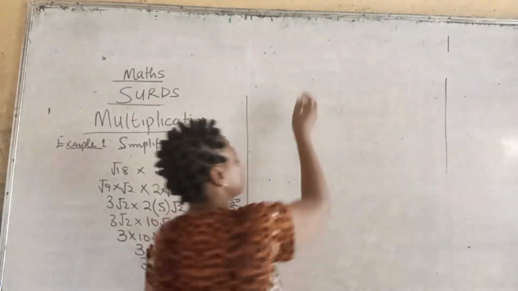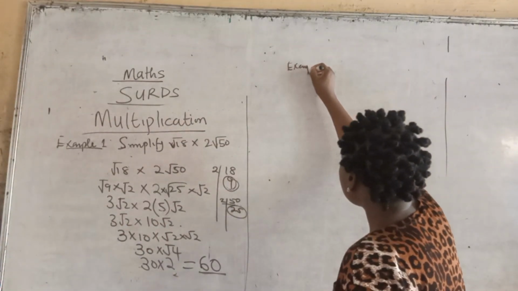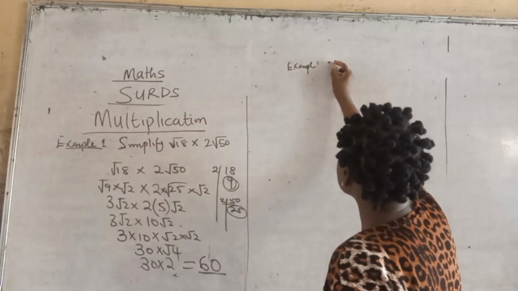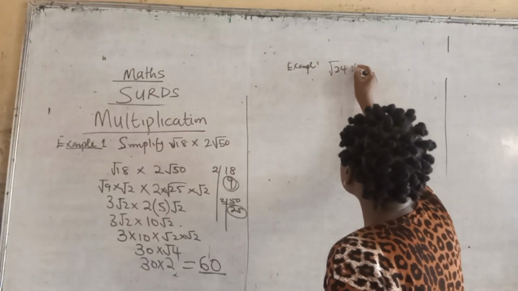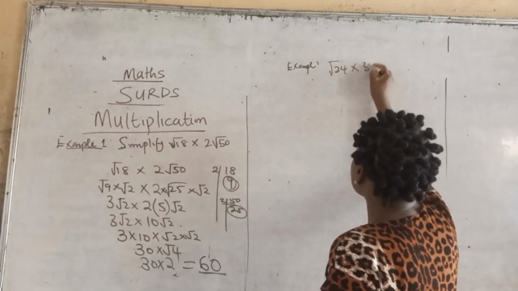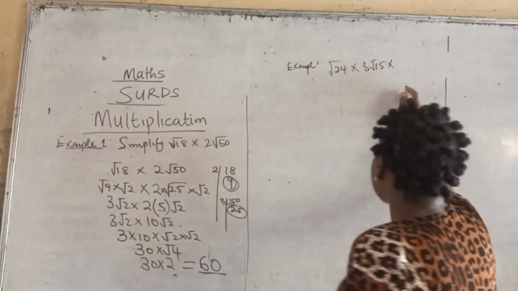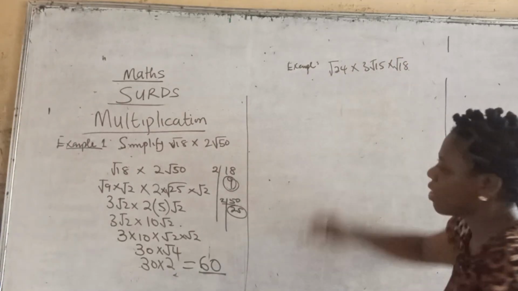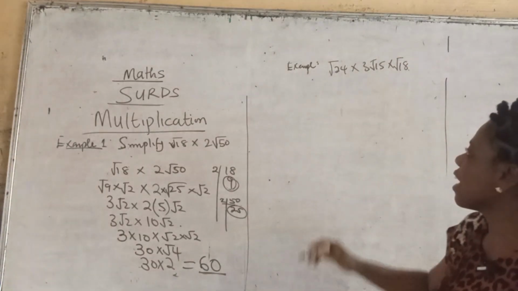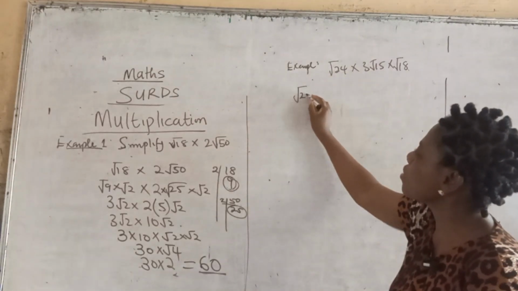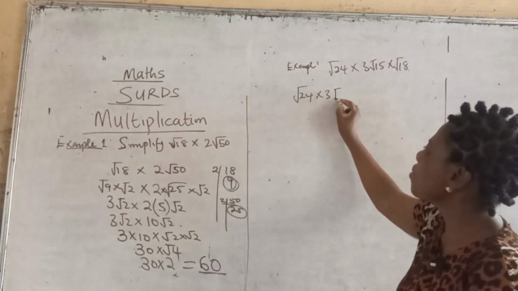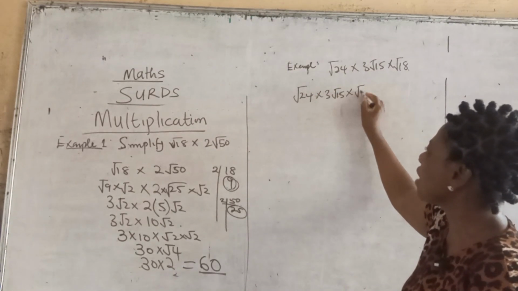Let's take another example. Example 2. Example 2 says that we have root 24 times 3 root 15 times root 18. We are having 3 numbers here. And we'll repeat again. Root 24 times 3 root 15 times root 18.